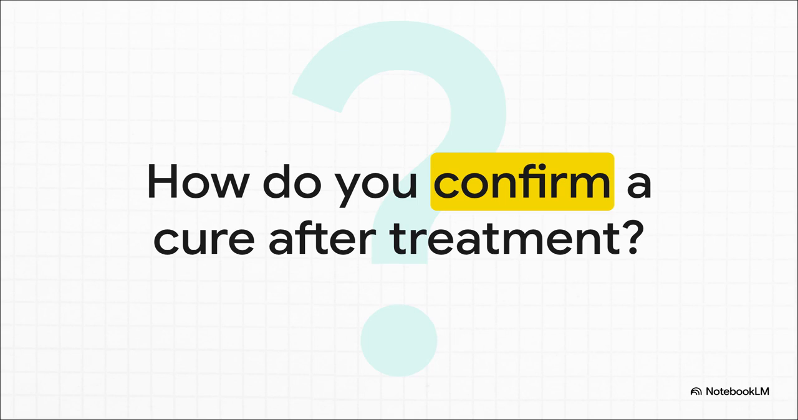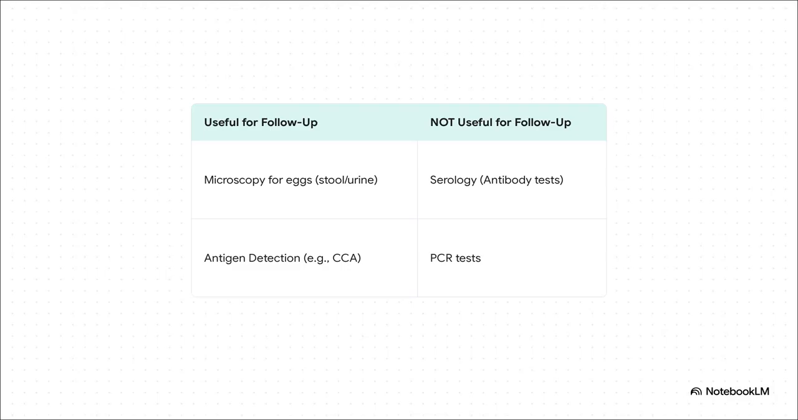Choosing the right test of cure is critical. Otherwise, you can get really misleading results. Honestly, the most important part of this slide is the don'ts column, because this is a super common pitfall. Antibody tests, PCR, these things are going to stay positive for months, sometimes years, after a successful cure. They tell you about exposure, not an active infection. So for follow-up, you need to look for direct evidence, either seeing the eggs under a microscope or detecting a parasite antigen. Ordering serology to confirm a cure is a classic, avoidable mistake.